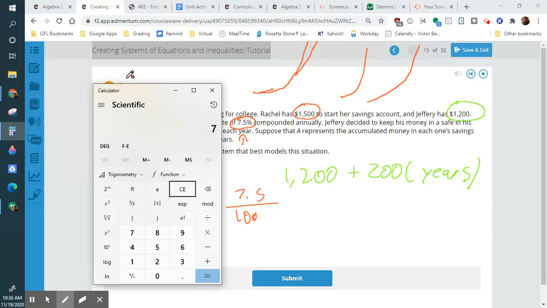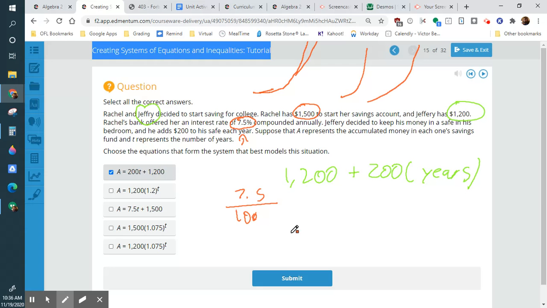So we're going to do 7.5 divided by 100. So that's 0.075. Now the thing is, Rachel isn't only getting the interest. She's getting the interest plus the initial amount. So every year we're going to be multiplying it by 1.075. The 1 comes from it being the same thing, right? So times 1 is still that.